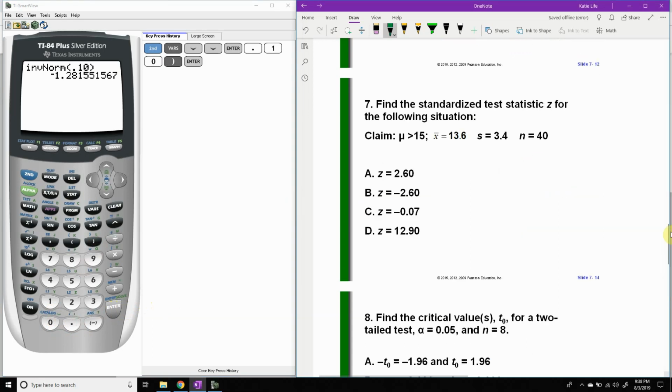Number 7, find the standardized test statistic z for the following situation. Our claim is that mu is greater than 15. I have a sample average of 13.6, a sample standard deviation of 3.4, and n is equal to 40. Okay, well, all of this information right here is telling me that this is coming from a sample. I don't know anything about the population standard deviation. Sigma is not known. So in this case, I have to do a t-test.